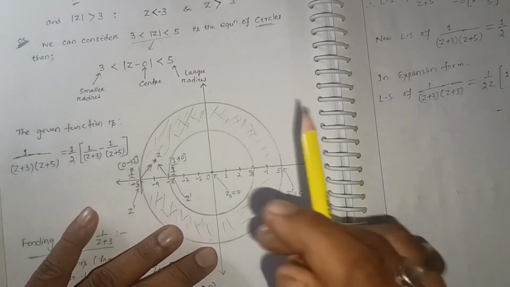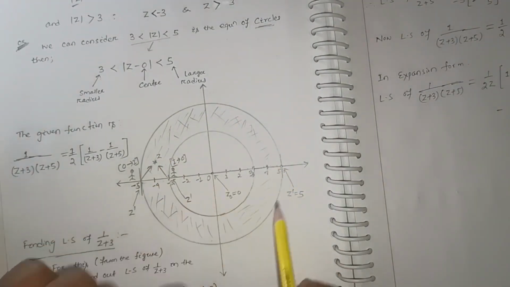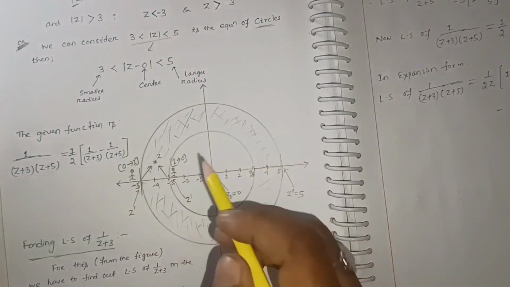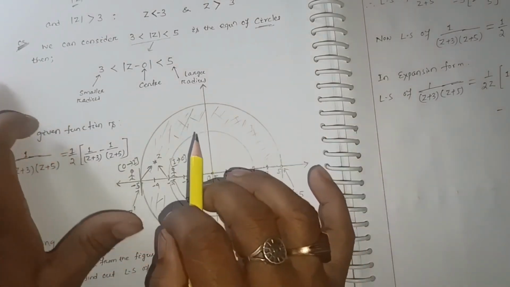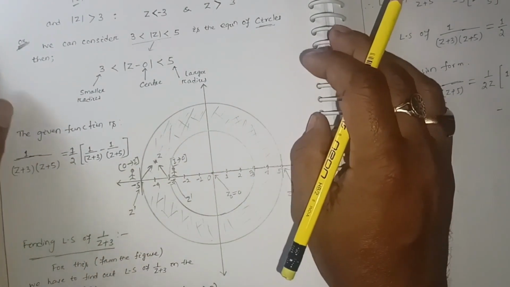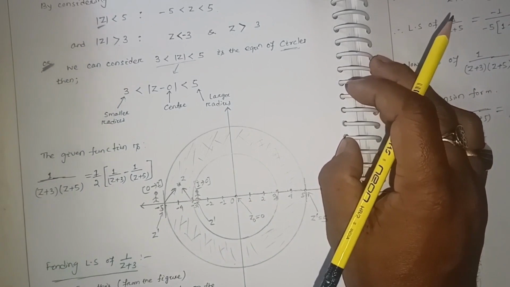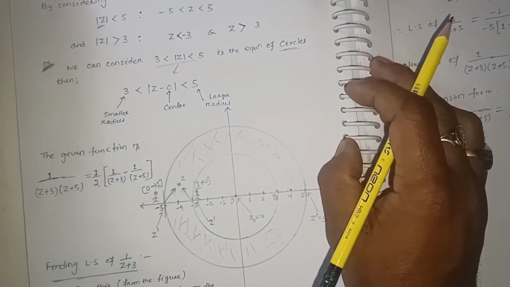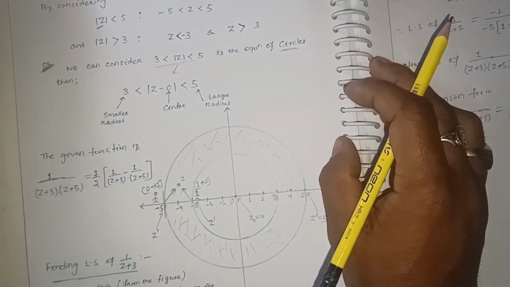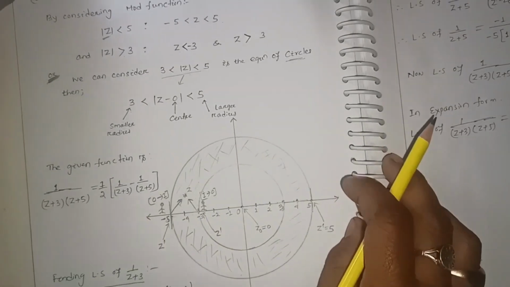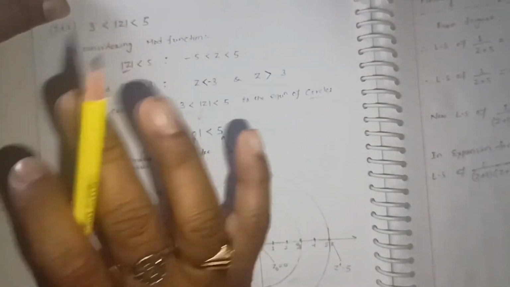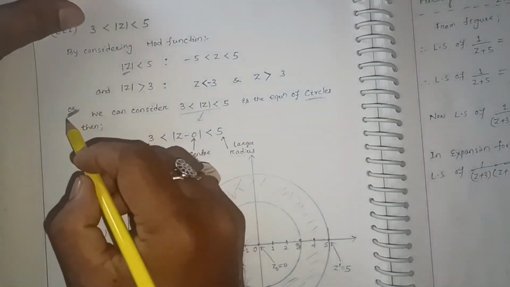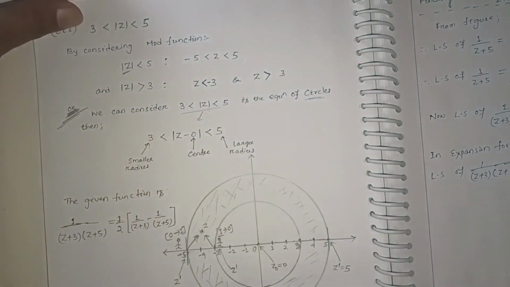Here you can see, if I draw a circle having radius 5, here 1, 2, 3, 4, 5, and another circle of radius 3, the region in between the two circles is our required region in which we are going to find the Laurent series of the given function. Got it? See how easy this is compared with the mod function. Only for that I suggest you remember this circular equation method to find the region.